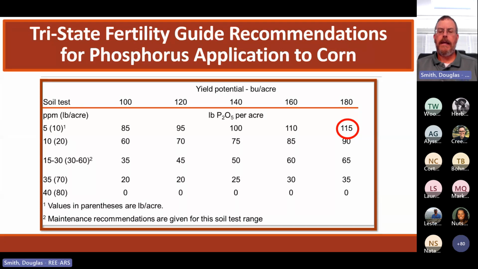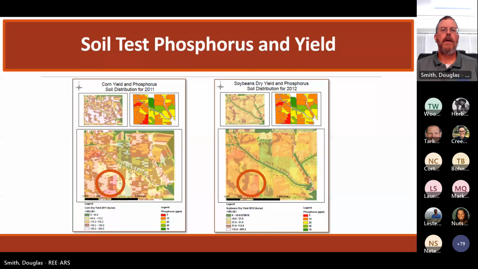So if we translate that to what he should have been applying in terms of the type of fertilizer, he was only applying about 2 gallons. He should have been applying about 30 gallons per acre of that product. Here are the yield maps that he provided, for corn and for soybean. And you can see, indeed, some of his highest yielding areas are in this critical zone down here.